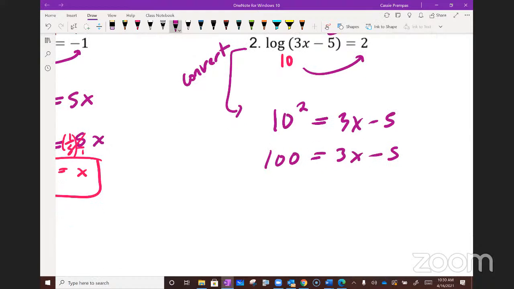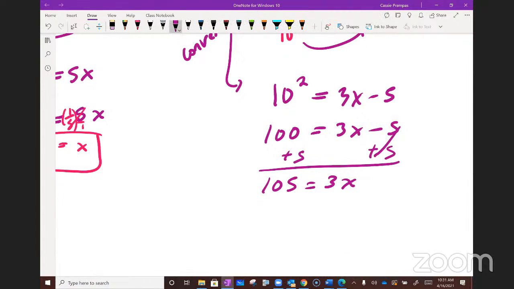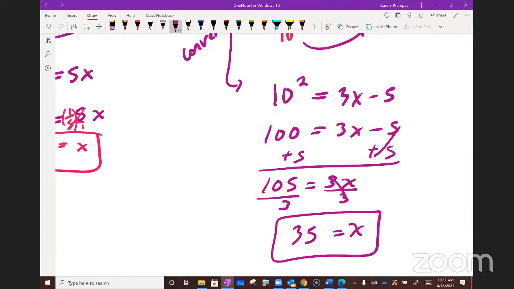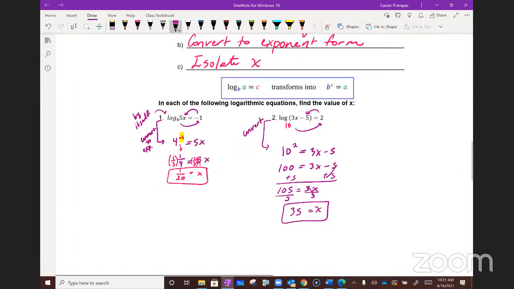Now you guys know how to get x by itself. What undoes subtraction? Addition. So we're going to add 5 to both sides, giving me 105 equals 3 times x. What undoes multiplication? Division. So we're going to divide both sides by 3. I think this is actually doable. 105 divided by 3. What is it, 35? Thank you. And there's my answer. Not too bad, right? Just get the log by itself and then convert, and you're on your way. All right, let's go try another one.